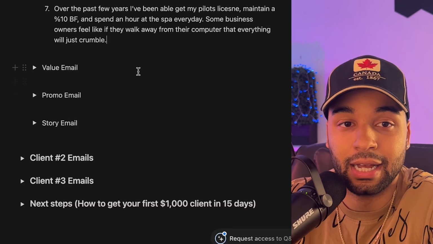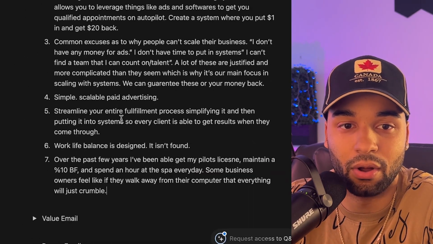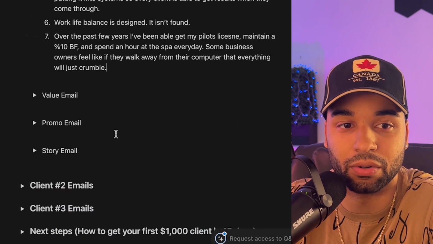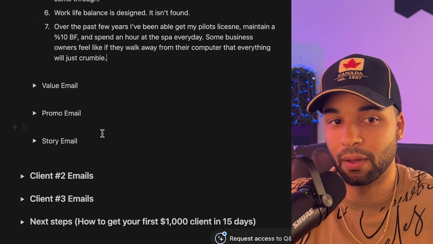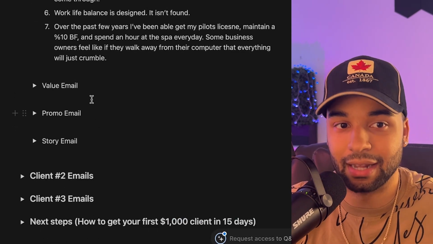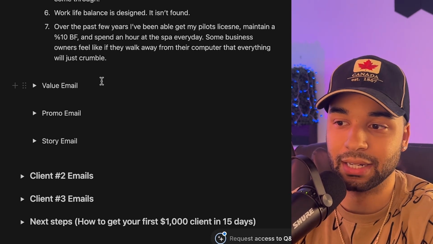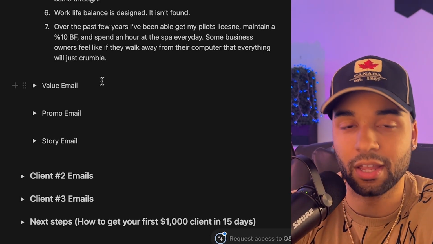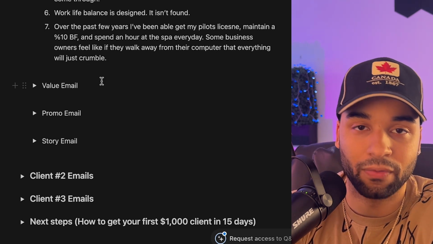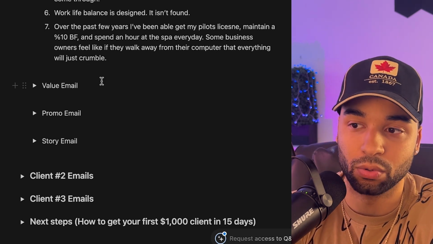And I'm going to be taking from basically all this. All this is what I'm going to be using in order to write these 3 emails. So we have a value email, a promotion email, and a story email. So let me do a little bit of explaining here. A value email essentially is just what it sounds like. An email that gives people actionable value that they can use today in order to get results.